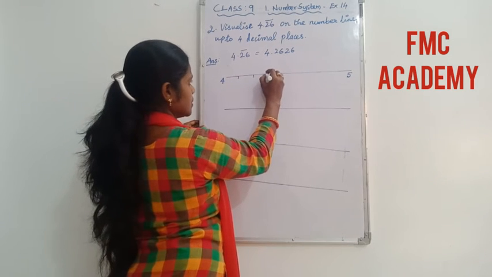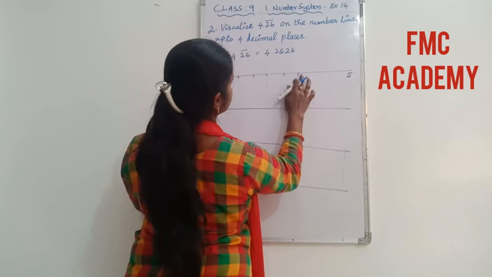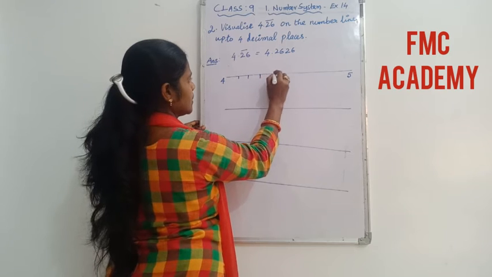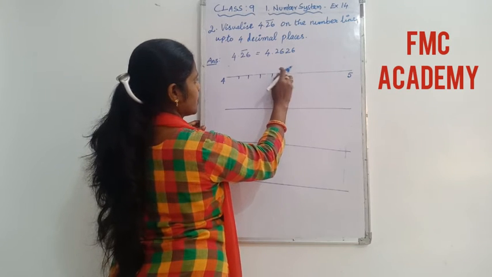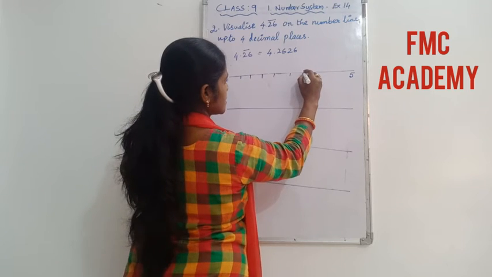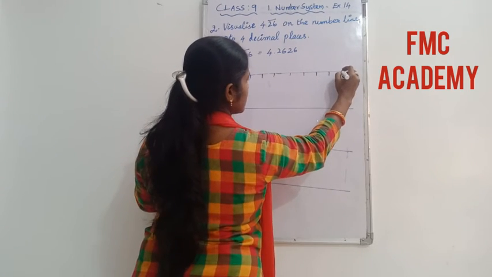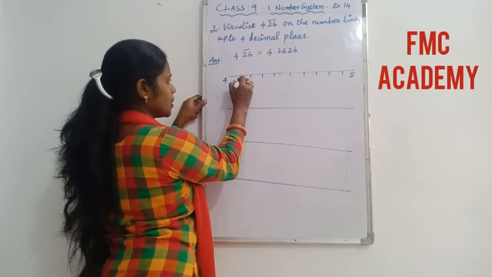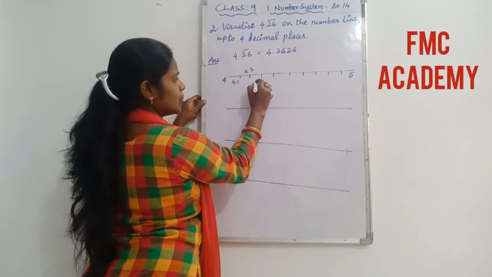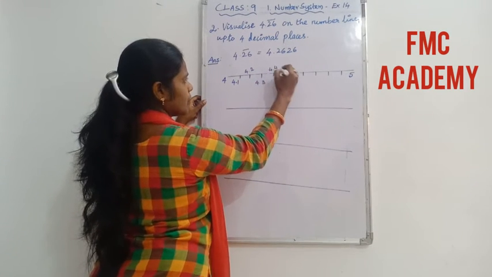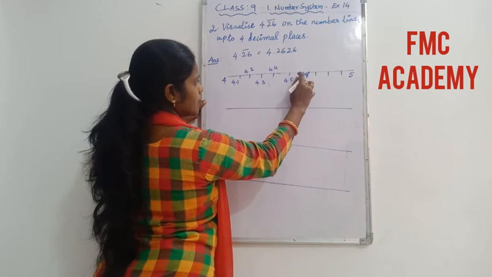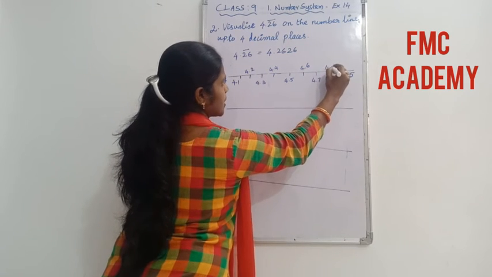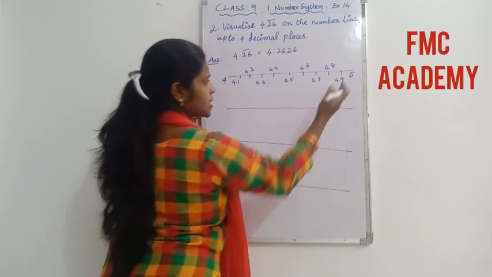1, 2, 3, 4, 5, 6, 7, 8, 9. And write the decimals now. 4 is there, so just after 4 we have 4.1, 4.2, 4.3, 4.4, 4.5, 4.6, 4.7, 4.8, and this is 4.9, and next number is 5.